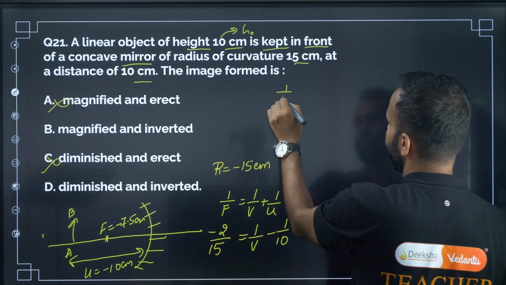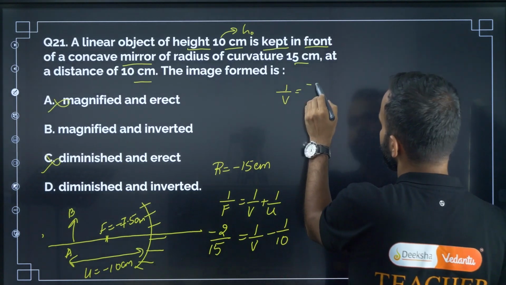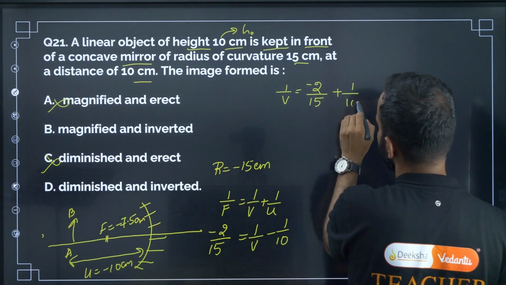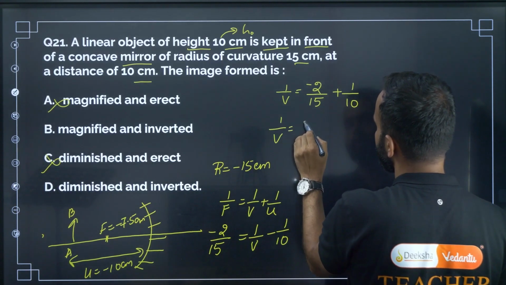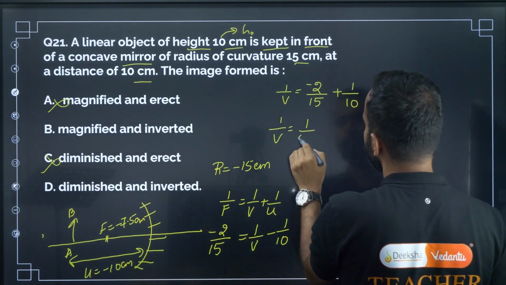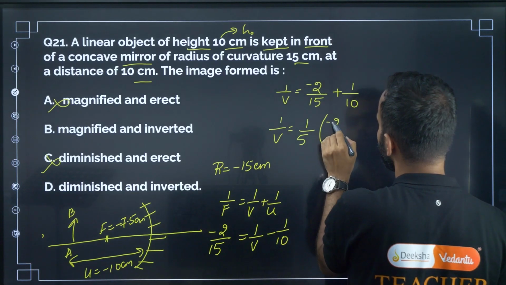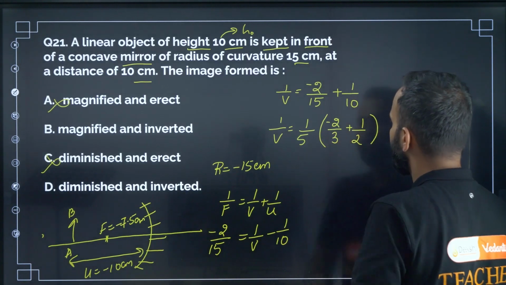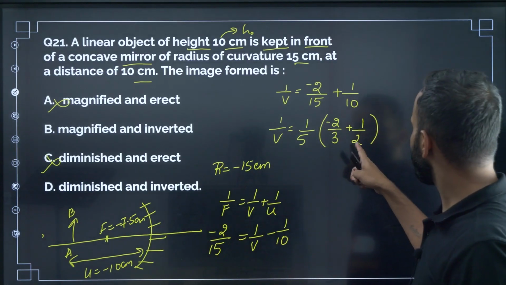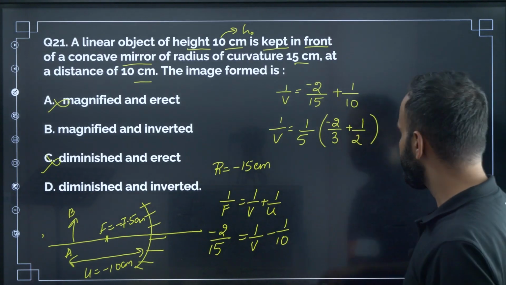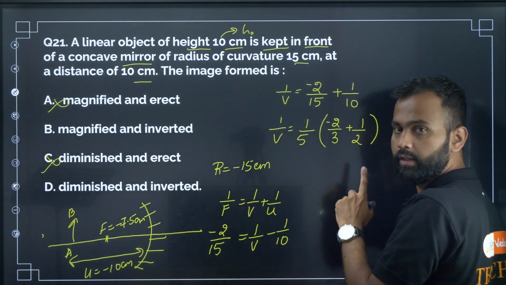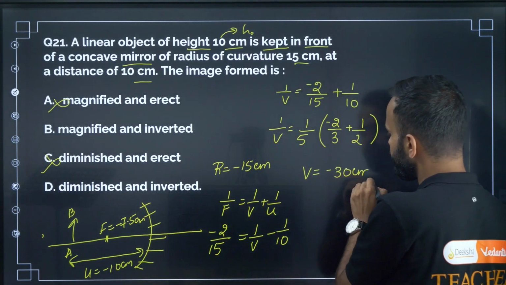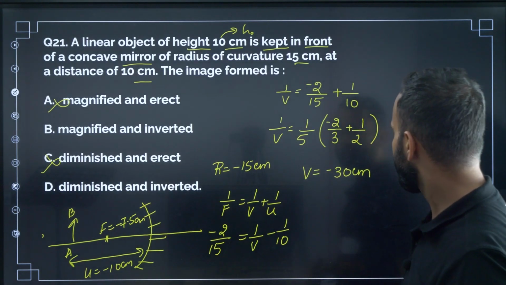Now 1 by v is equal to minus 2 divided by 15 plus 1 by 10, right? So 1 by v is equal to, take 1 by 5 as common, this will be minus 2 divided by 3 plus 1 divided by 2. So minus 4 plus 3 is minus 1, so minus 1 divided by 6. 6 into 5 is 30. So v equal to minus 30 centimeter.